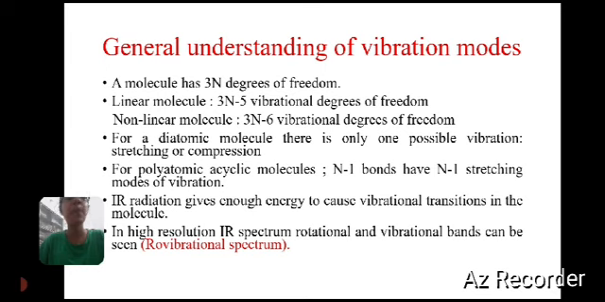If we consider a polyatomic molecule, that is a molecule having more atoms, then it will have n minus 1 stretching modes of vibration in the case of a molecule having n minus 1 bonds. That is, it will have the same number of stretching modes of vibration as the number of bonds. And these vibration transitions are mainly caused by IR radiation. And if we have high resolution spectra, the rotation and vibration bands can be distinctly observed.